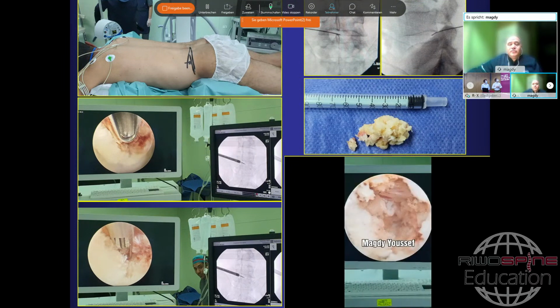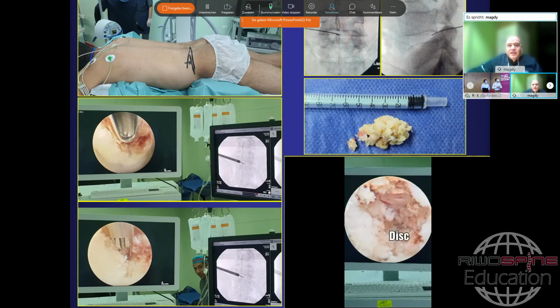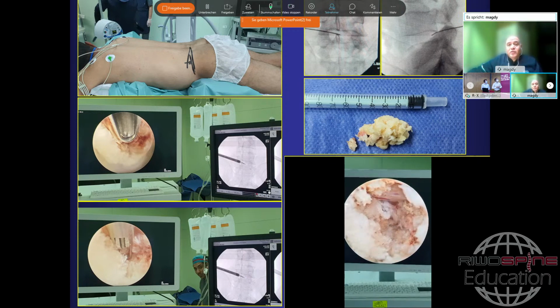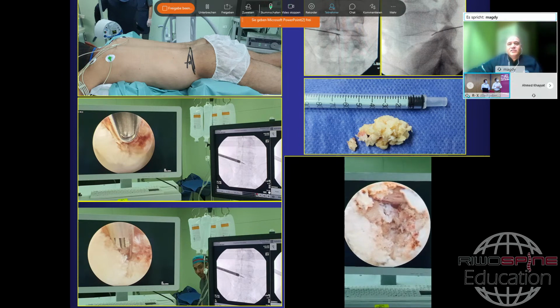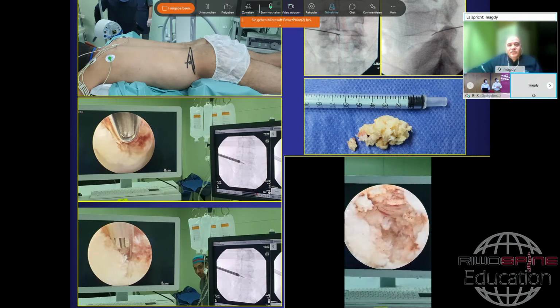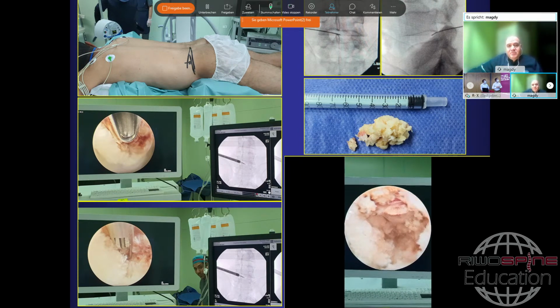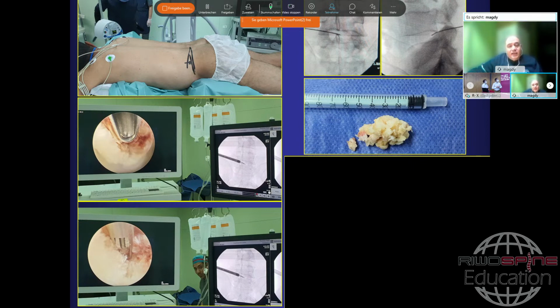I decided to do transforaminal, but see here in the upper part, my direction was not parallel to the disc. I thought I would start from cranial to caudal to get the fragment better. The patient is okay, but what happened is he had severe pain from the exiting root.